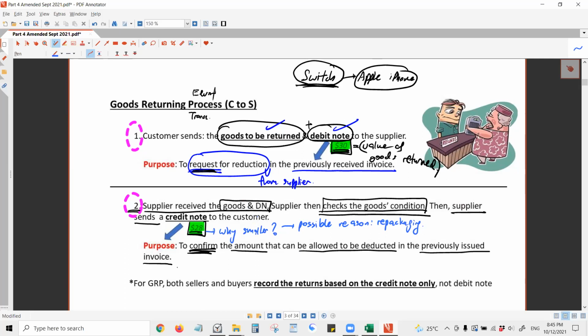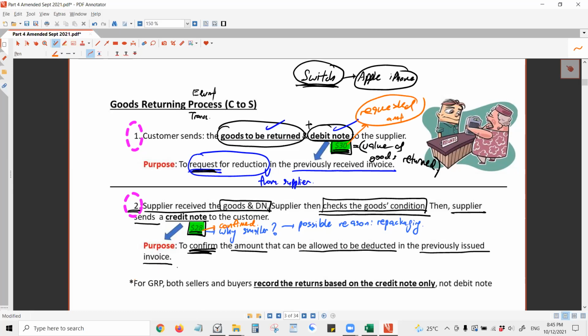Okay, the conclusion is there are two stages to the goods returning process. Customer will send a debit note first, then the supplier will send a credit note to confirm how much can be deducted. When it comes to accounting, do you think that you will record $30 or $28? The $28 is the confirmed amount that can be deducted. The $30 is just a requested amount to be deducted, right? We are not sure we can deduct the $30 yet or not.